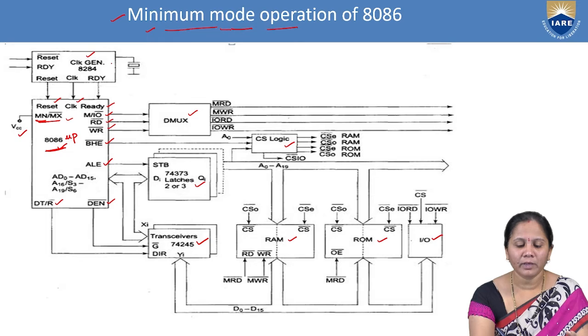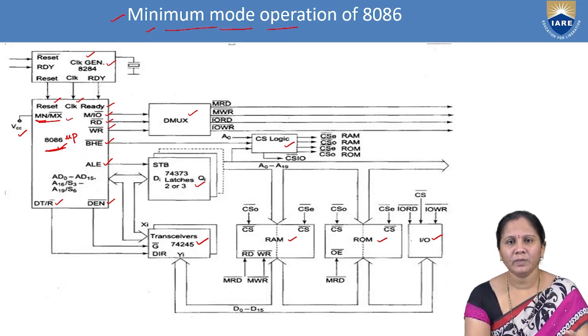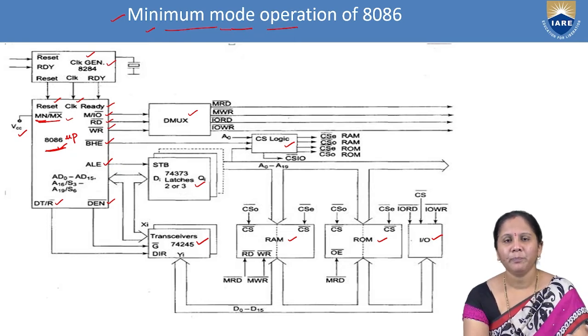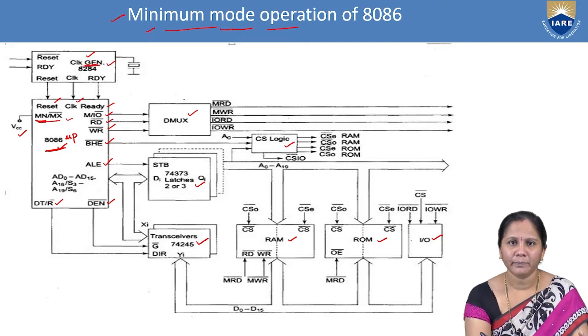Now, here we have the clock generator. This clock generator will produce the clock frequency for the 8086 microprocessor. Based on the versions, the 8086 microprocessor can operate at different frequencies, like 5 MHz, 8 MHz or 10 MHz. That frequency to the 8086 microprocessor will be given by this clock generator only.